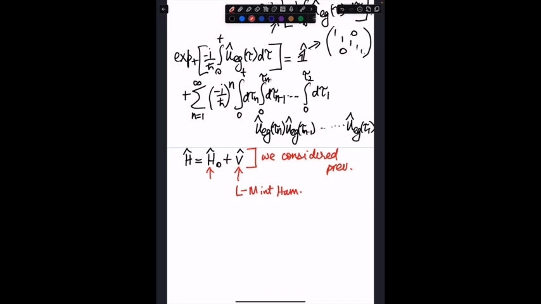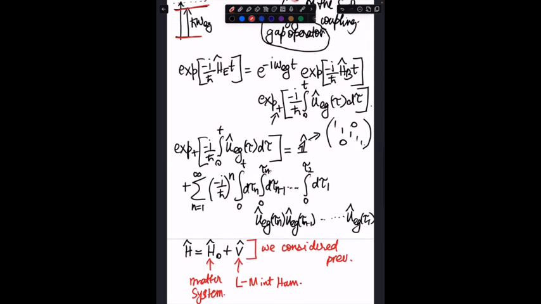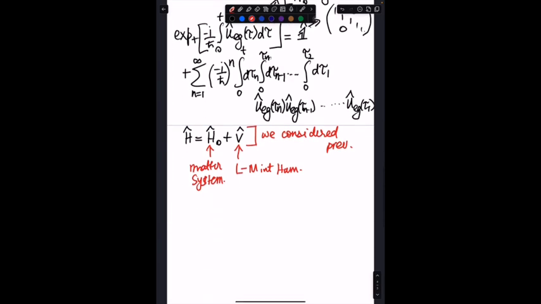I'm talking about previously, and this was your matter system, which contains your system, your bath, and then your system-bath interactions. So this is very similar to this case where, right now, you have your matter system and you have your system Hamiltonian, your bath Hamiltonian, and your system-bath Hamiltonian. So in the previous case, your V was explicitly time dependent.